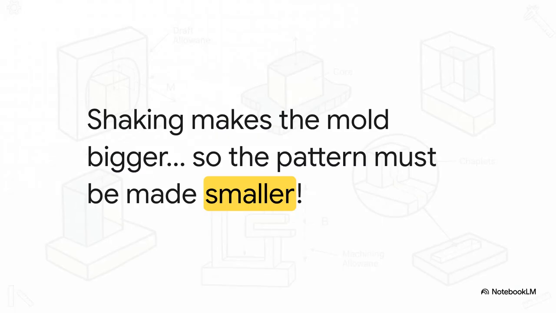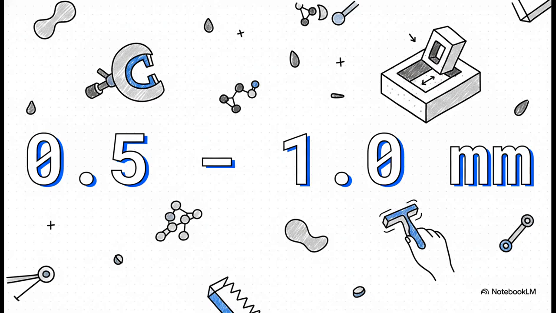Now, what's really interesting about this slide is the sheer irony of the situation. To get a pattern out of the sand, even with that draft allowance we just talked about, a molder will lightly tap or shake the pattern to loosen it. This process is called wrapping. But shaking the pattern actually compresses the sand around it, effectively making the empty mold cavity bigger than the pattern itself. So, after we just spent all this time making the pattern bigger to account for shrinkage and bigger to account for machining, we now have to completely reverse course and make it smaller to account for wrapping. And the exact negative allowance applied for wrapping is typically between 0.5 and 1.0 millimeters. It is a tiny but absolutely vital subtraction.